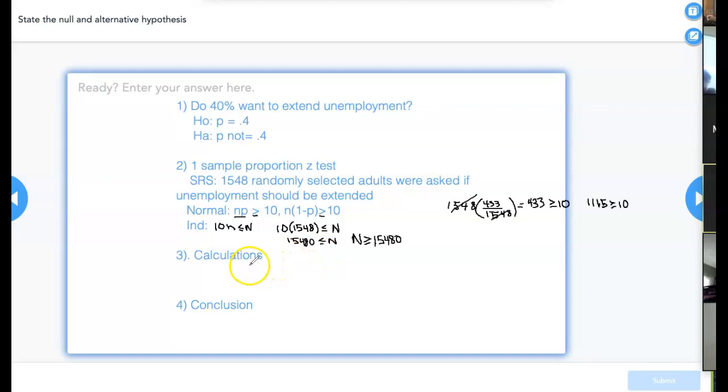Calculations, the z-score calculation. So I'll give you the z-score formula for proportions. We'll do a lot of book stuff tomorrow. I'm just going to use this example today. But in the book, I believe it's page 530.